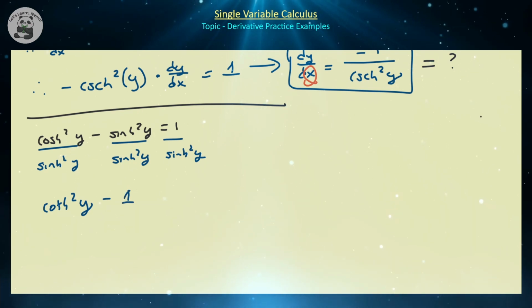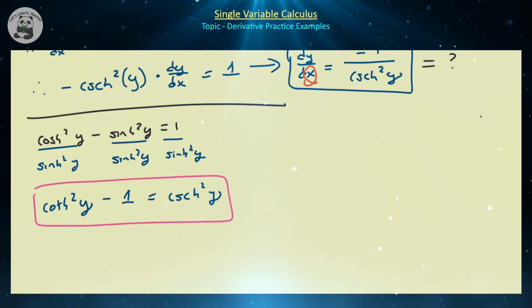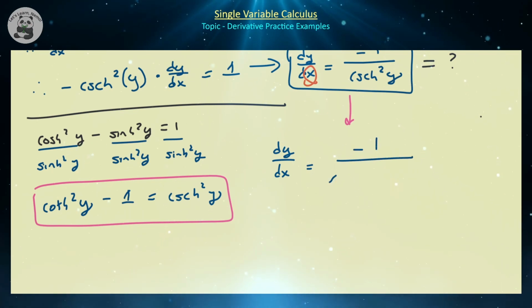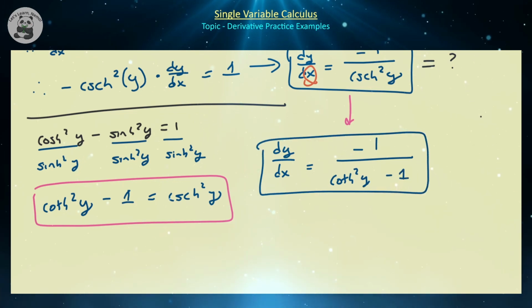And over here we have 1 over sinh squared y, which is going to be equal to hyperbolic cosecant squared of y. Okay, so we have this particular expression. So now we can just replace hyperbolic cosecant squared of y with hyperbolic cotangent squared y minus 1. So that's going to give us what? So we're going to have dy over dx is equal to minus 1 over hyperbolic cotangent squared of y minus 1. And you're like, well, that doesn't really help, but we can get rid of this minus sign briefly.